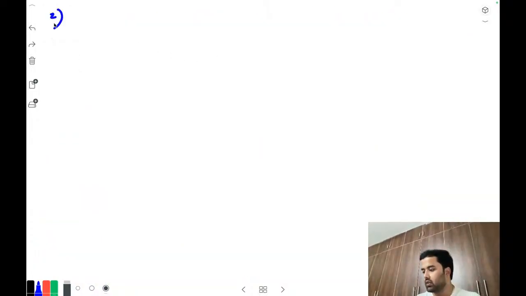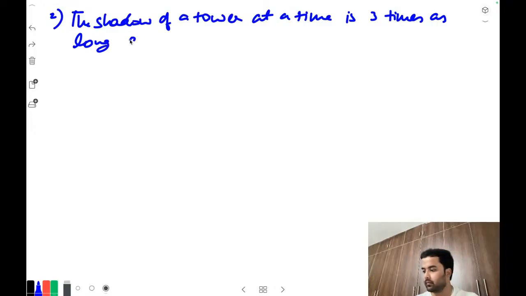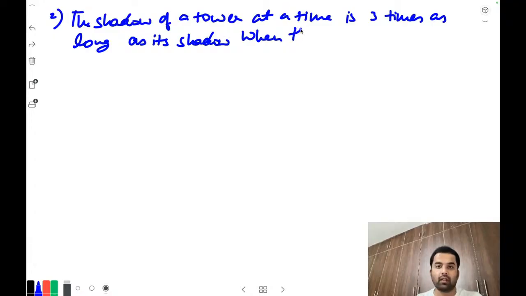Question second now. Question second is: the shadow of a tower at a time is 3 times as long as its shadow. See, every time this shadow word is coming. So which means the question is going to be a little bit lengthier, but the things are same, concepts are same. We'll explain in brief. Don't worry about it. Let me write the question first.